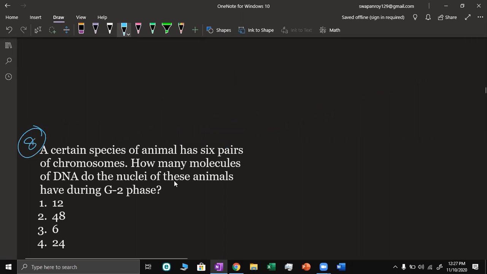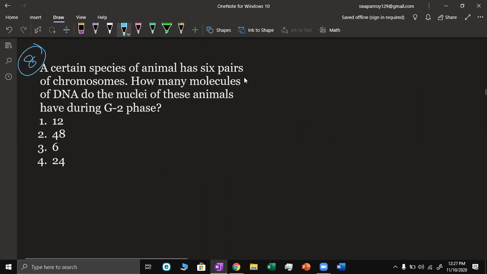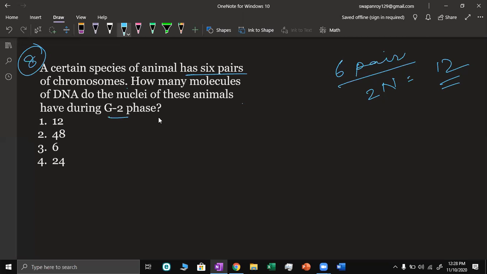Next one, a certain species of animal has 6 pairs of chromosomes. 6 pairs means 2n is equal to 12. Okay. How many molecules of DNA do the nuclei of this animal have during G2 phase? During G2 phase, how many molecules of DNA?